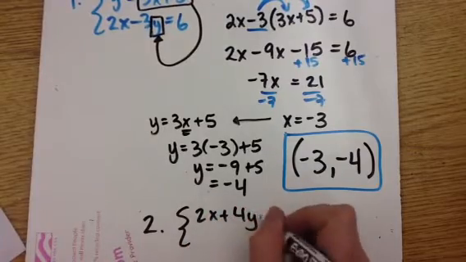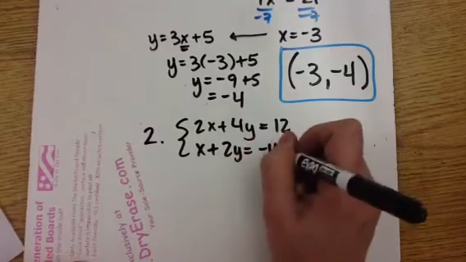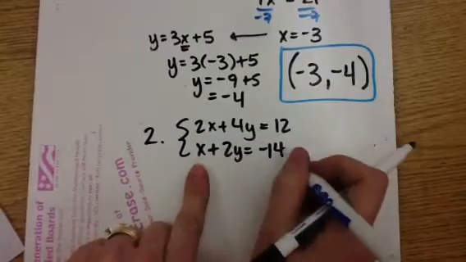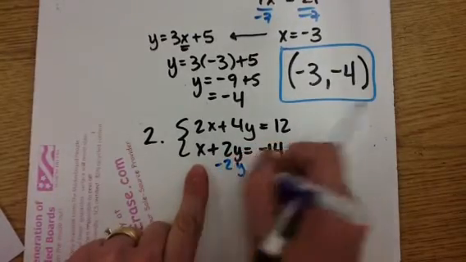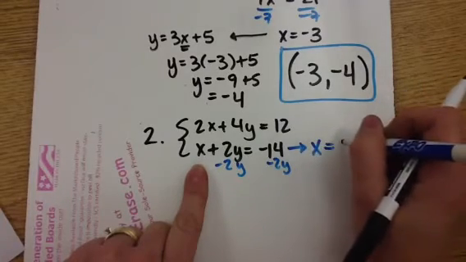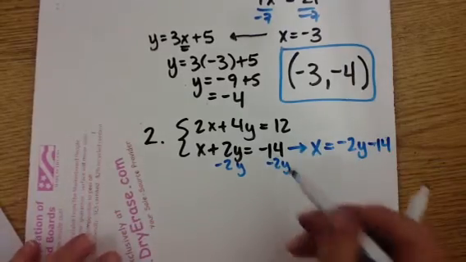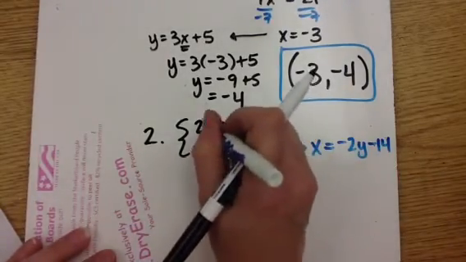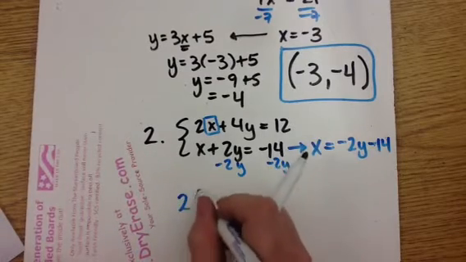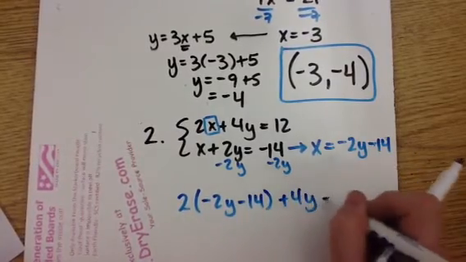Number 2, we have 2x plus 4y equals 12, and x plus 2y equals negative 14. To solve by substitution, it looks like it'll be easiest to use the second equation and subtract 2y from both sides. So that's going to leave me x equals negative 2y minus 14, which I will substitute into the first equation for x right there. So that gives me 2 times negative 2y minus 14 plus 4y equals 12.